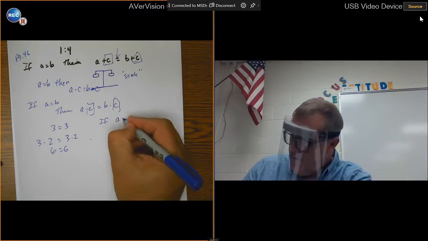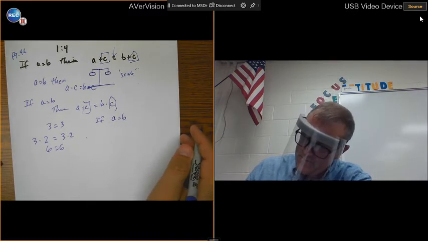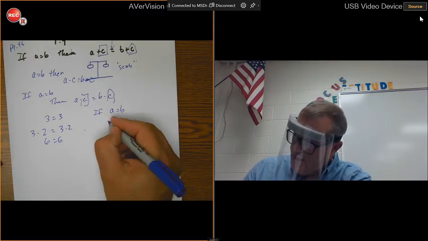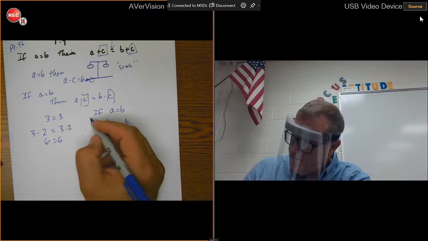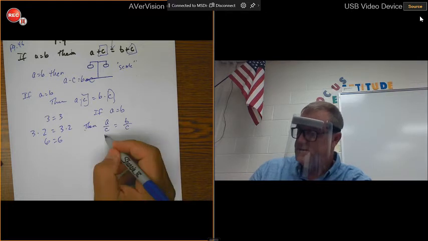If A equals B, then I can divide each side of the equation by the same value.